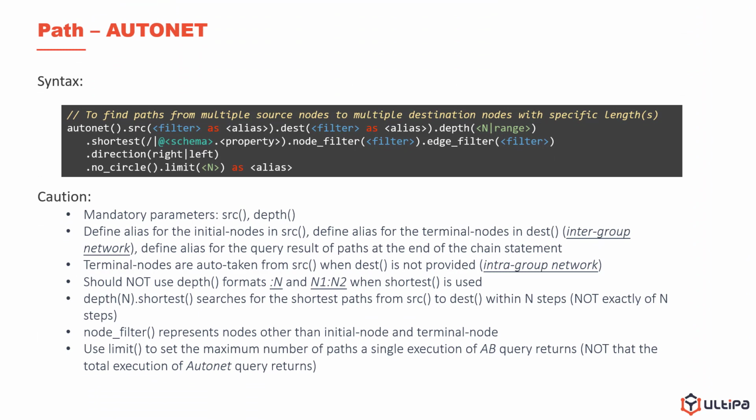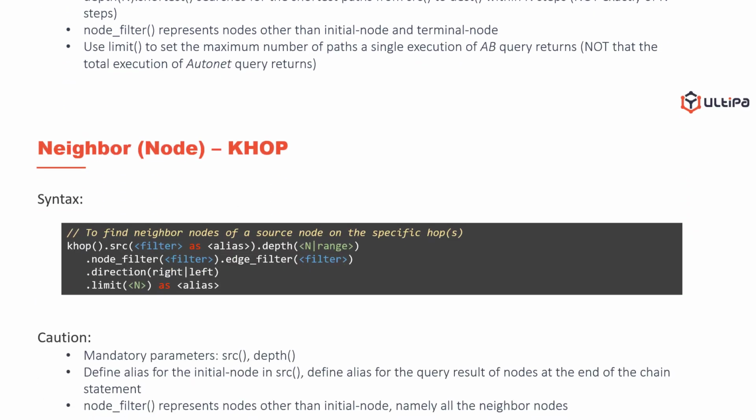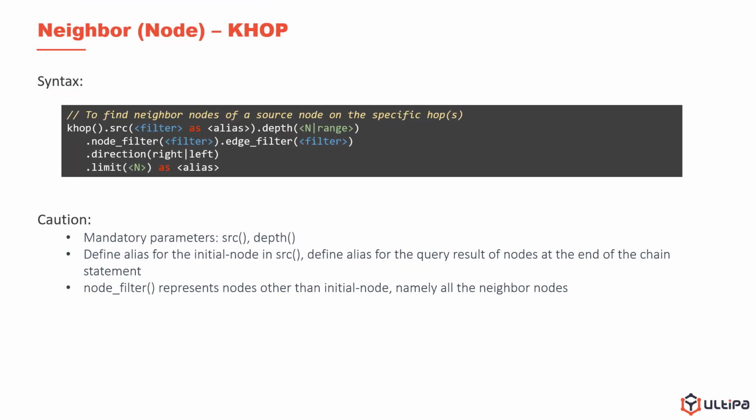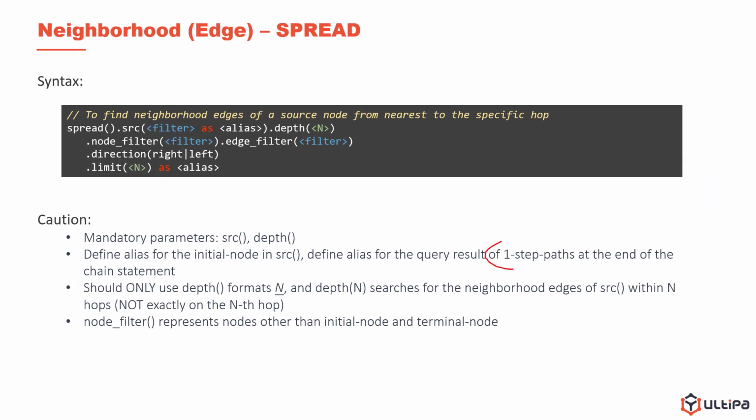Autonet command returns paths. It is the only query command that allows multiple nodes to be input in source and dest. And its parameter limit works to set limit to each single execution of the equivalent AB query. KHOP command returns neighbor nodes, while spread command returns neighborhood edges in the form of one-step path.